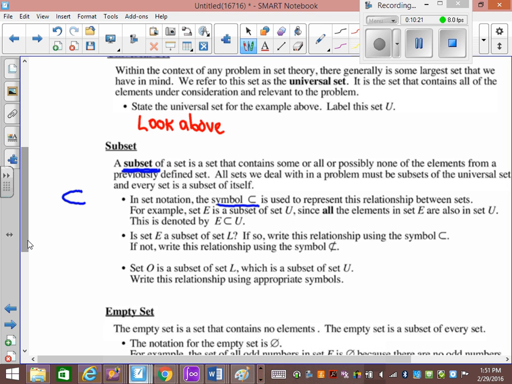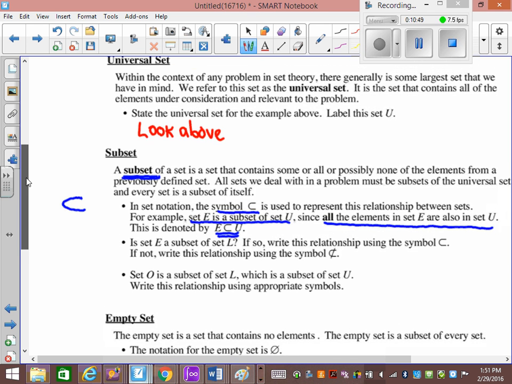It's used to represent the relationship between sets. For example, set E is a subset of set U. That means that all of the elements in E are in U. So if set E is a subset of set U, all of the elements in E have to be in U. It's represented by E subset of U. So all of the elements in E have to be found in U.